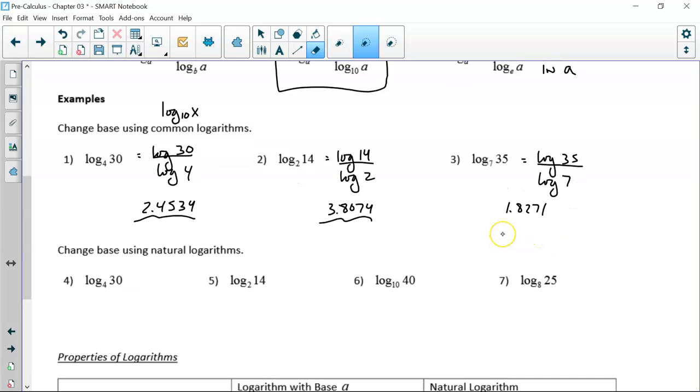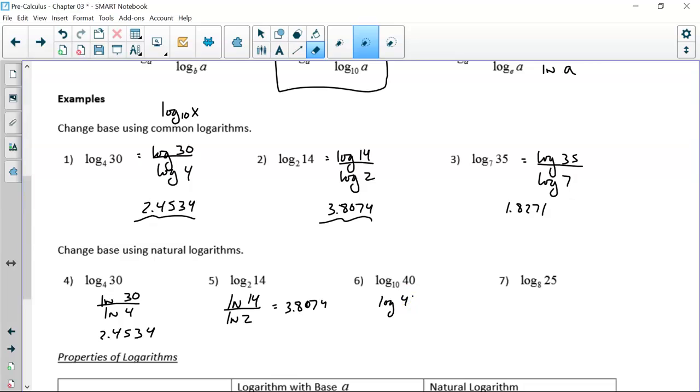Like I said, it also works with the natural log, log base E. So we could write this as the natural log of 30 over the natural log of 4. And you're going to get the same value as above, 2.4534. So for the next one, you would do natural log of 14 over the natural log of 2, and that's going to be about 3.8074.